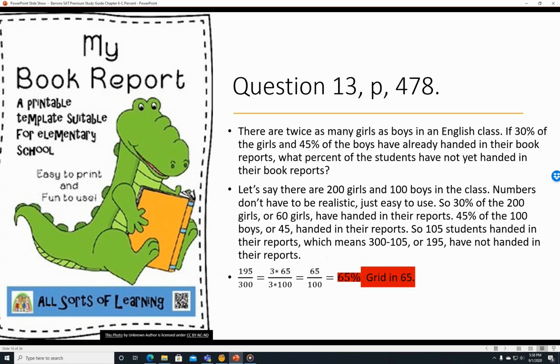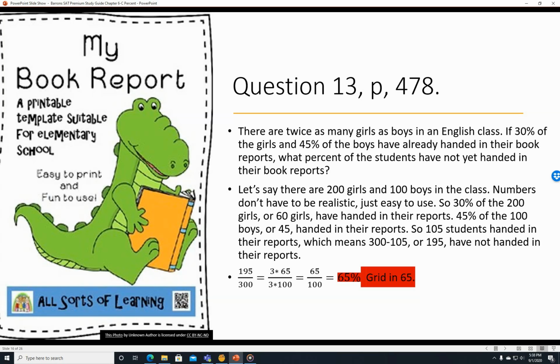Question 13, page 478. There are twice as many girls as boys in an English class. If 30% of the girls and 45% of the boys have already handed in their book reports, what percentage of the students have not yet handed in their book reports?